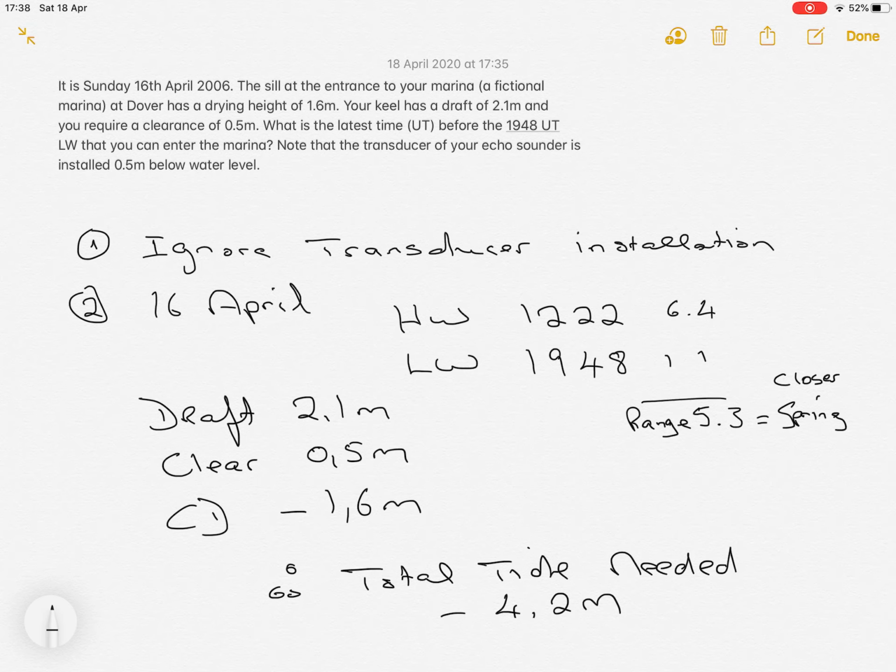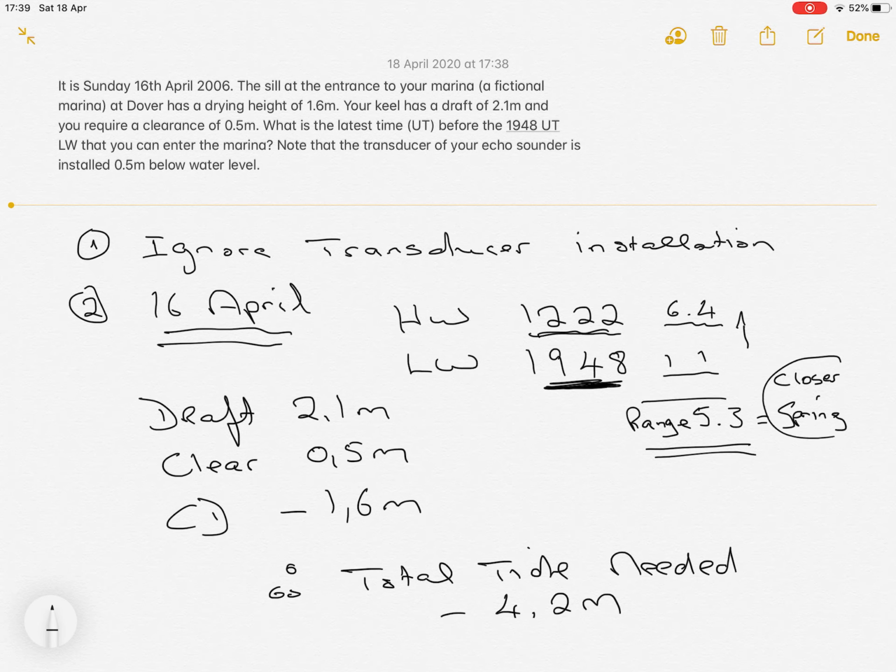From the question, you can read through it. They want to know what time before 1948 we can enter Dover. So I'm looking for the high water before that time, because that's the period I want to work with. From that date's tide table I get the time for high water, the height of high water, and the height of low water. From that I get a tidal range, and that's closest to springs when you see on the Dover curve over the page.